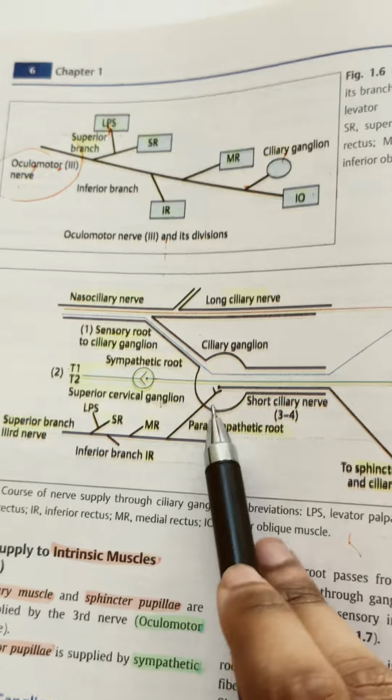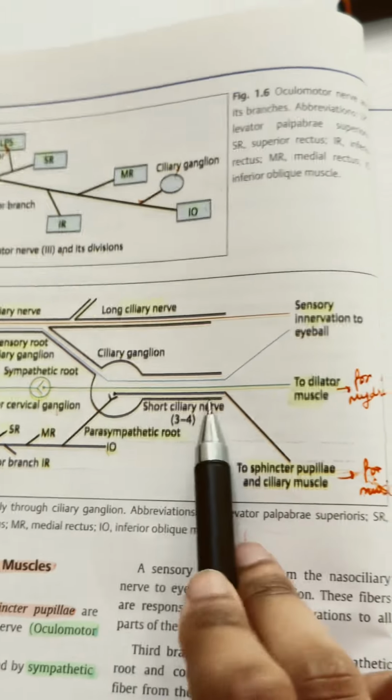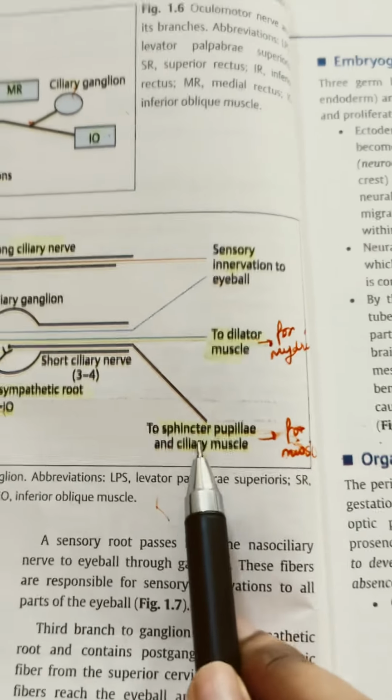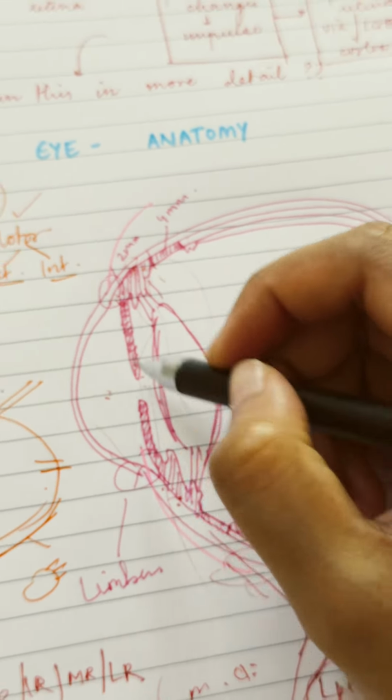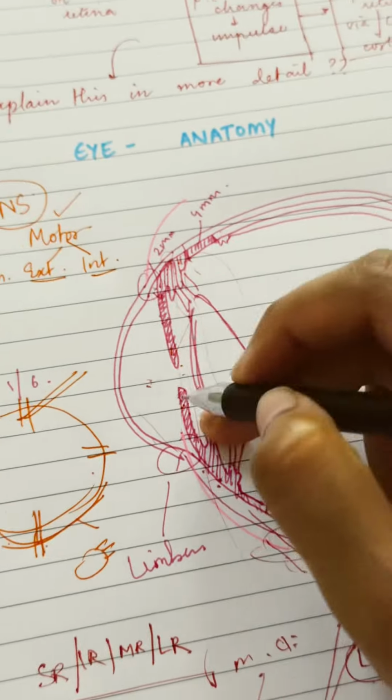Third input is the oculomotor nerve, which gives off the parasympathetic innervation, which goes via the short ciliary nerves again after the ciliary ganglion and goes to the sphincter pupillae and the ciliary muscle. The sphincter pupillae and the ciliary muscle are going to cause constriction or miosis in cases of parasympathetic stimulation.